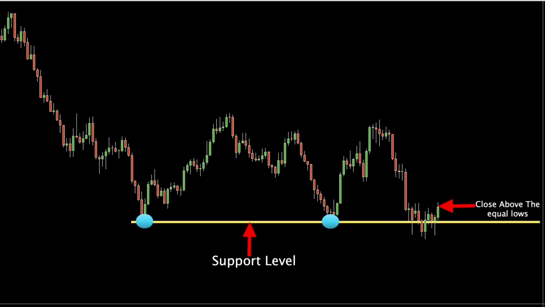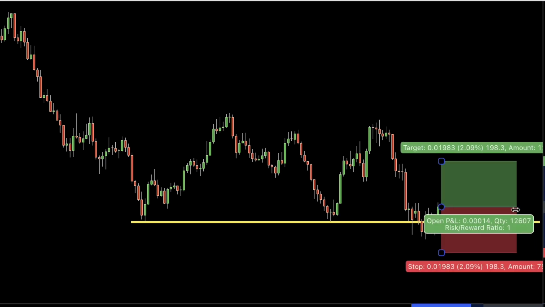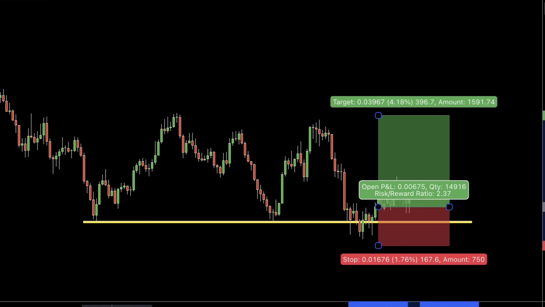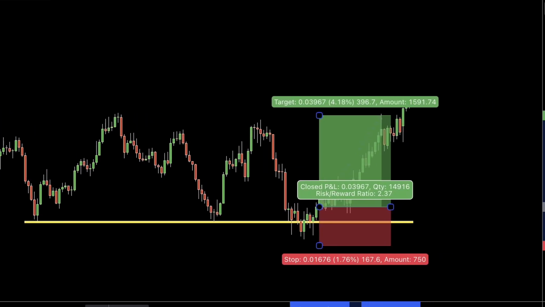When the price reverses and closes above the equal lows, it indicates that smart money is sweeping liquidity and preparing for a reversal. Once the price reverses, you can enter a long trade after the false breakdown, placing your stop loss just below the liquidity zone. Your target should be the next logical resistance level.